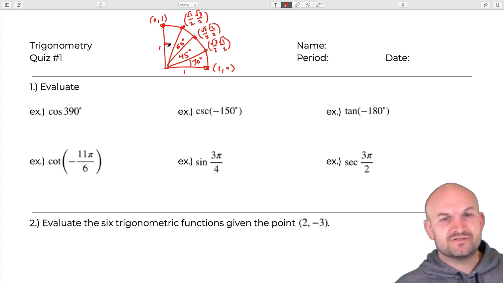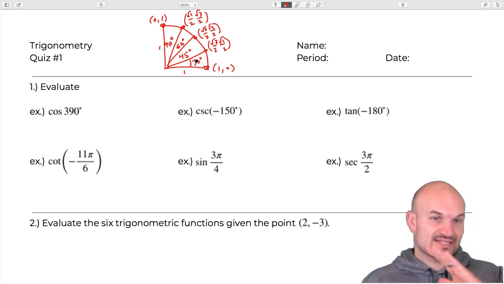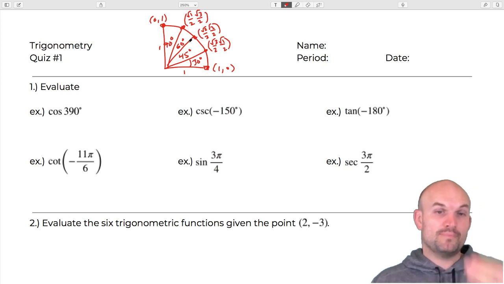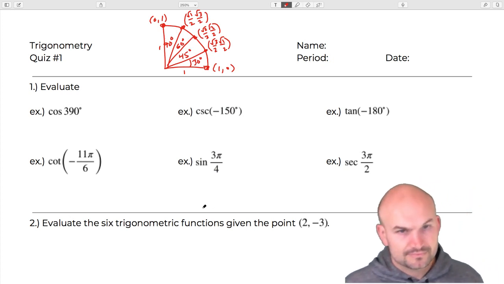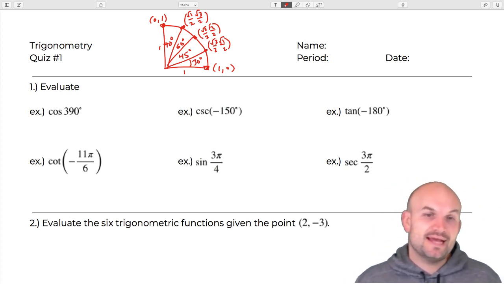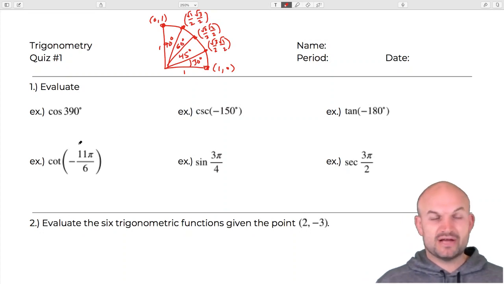That's 60, and that's going to be 90. But again, that's going to be equivalent to pi over 6, pi over 4, pi over 3, and pi halves. All right, so let's go ahead and I'm going to show all my work.